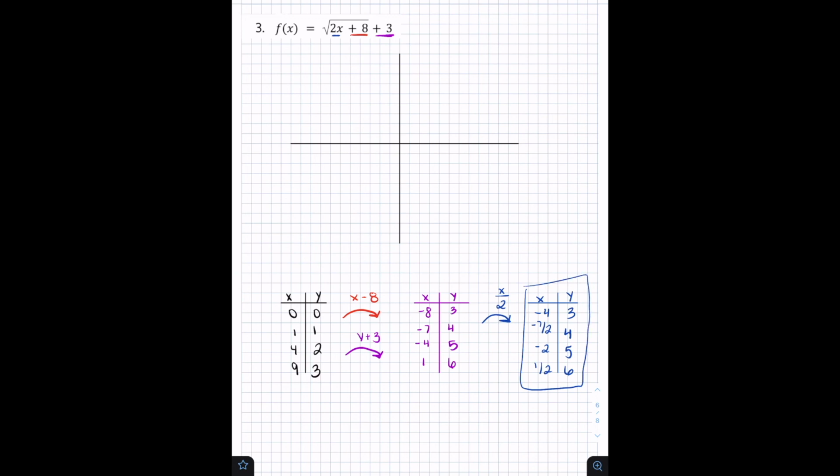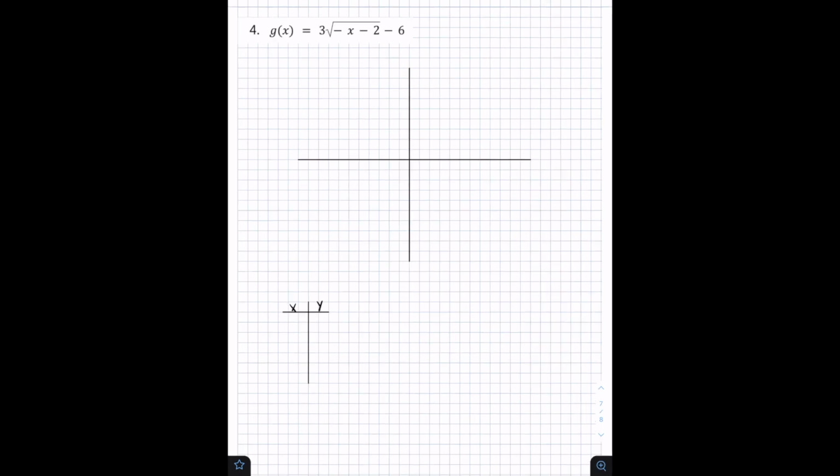So let's plot in our points. We got -4, 3. -7 over 2 is about -3.5. And then up 4. And then we have -2, 5. And we have 1/2, 6. So then that would be our graphed radical function.